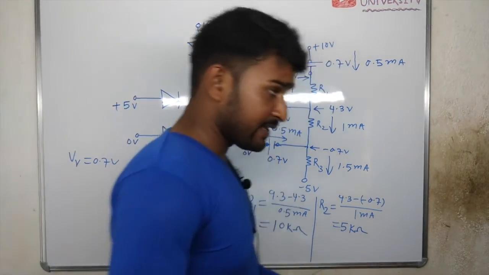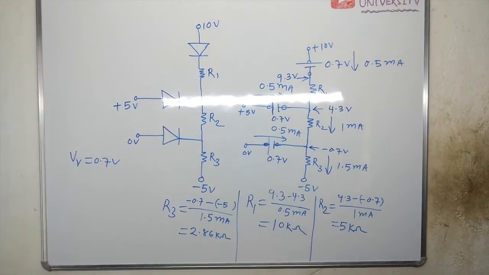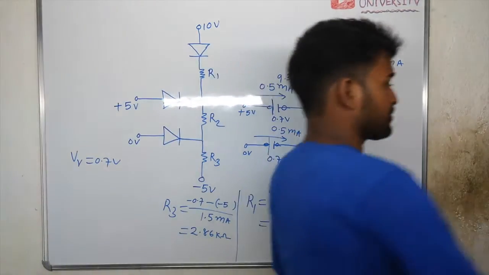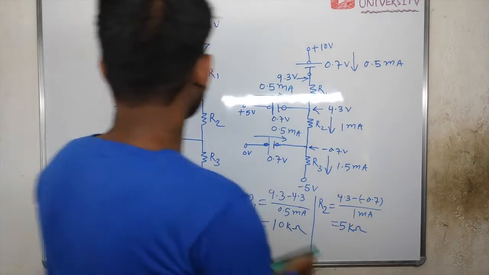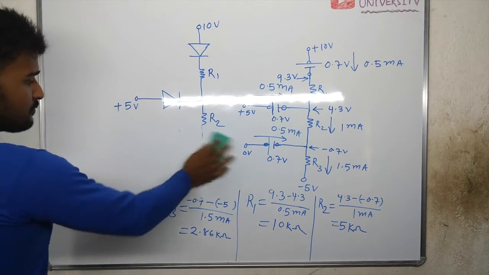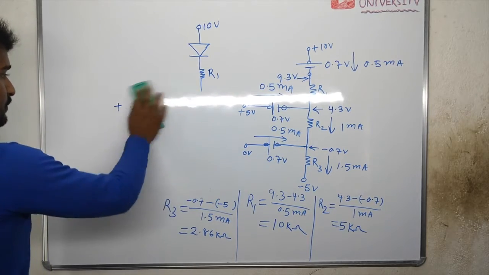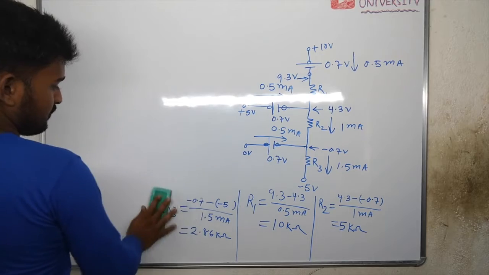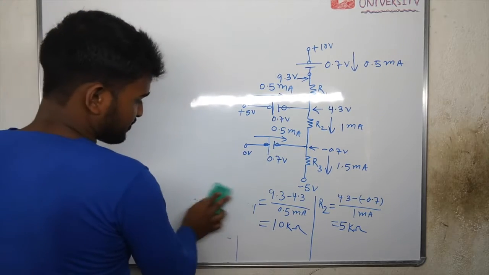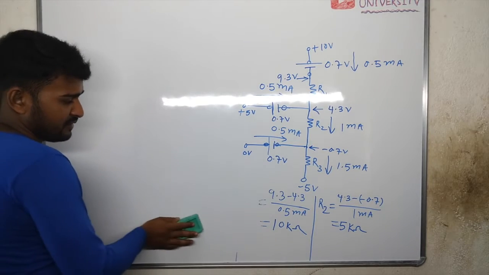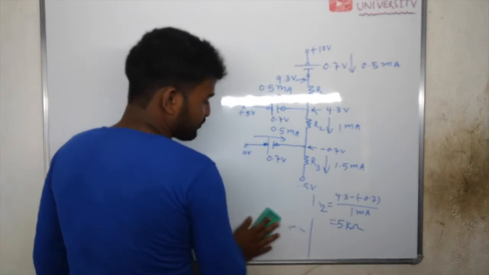Then move to the 17th question. So how to solve this type of question? You need to first do the open circuit test, then know which diode is on and which diode is off.